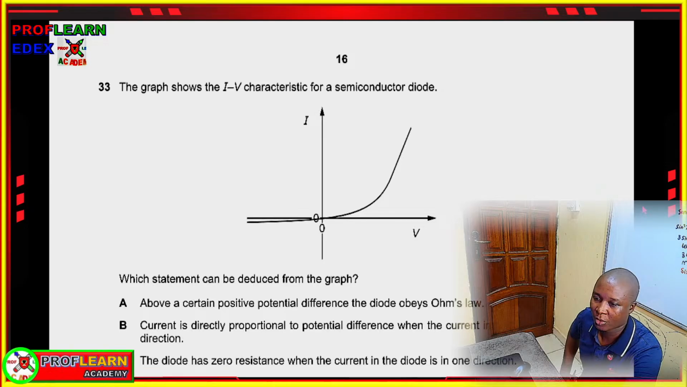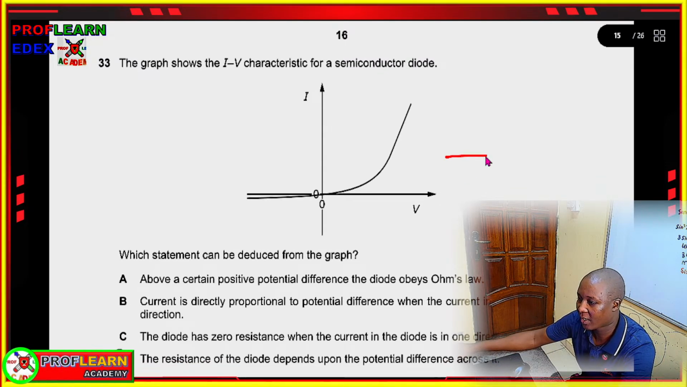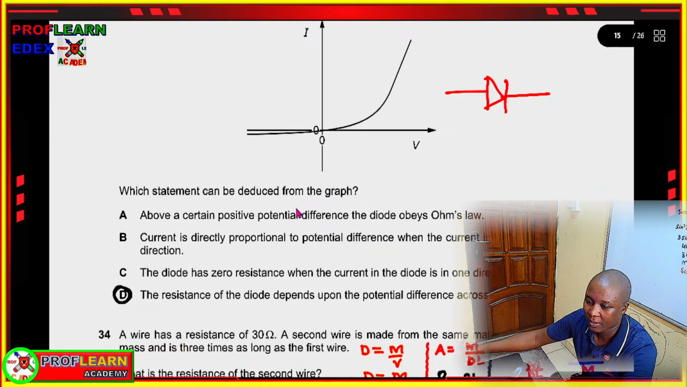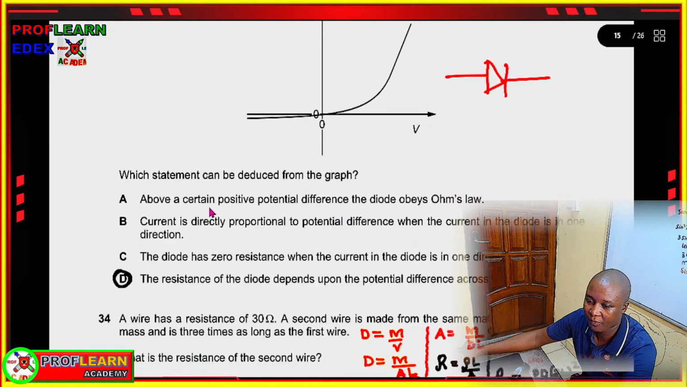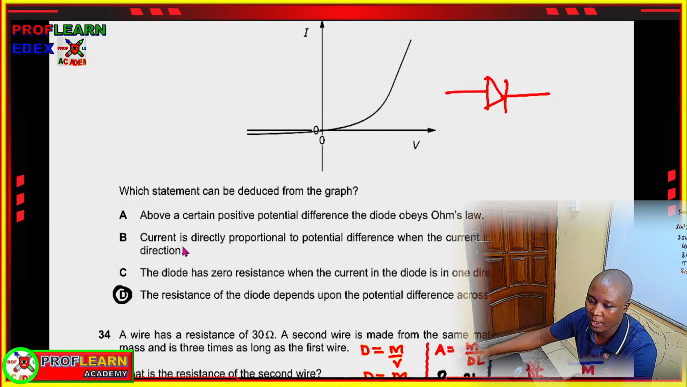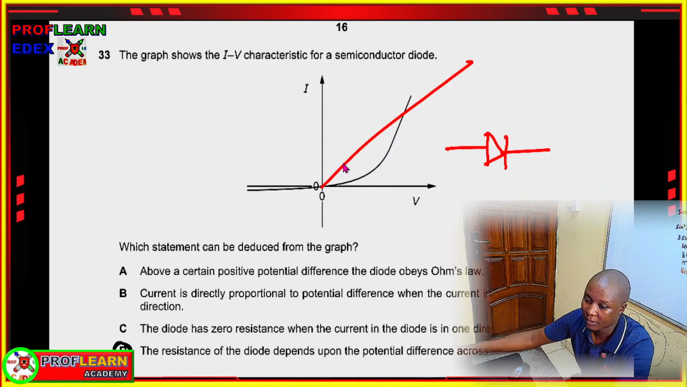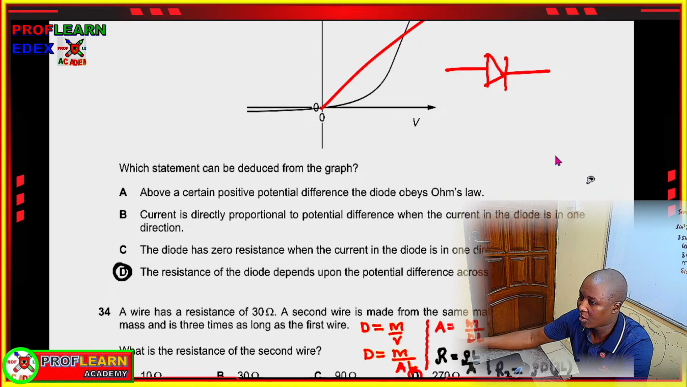The graph shows IV characteristics of a semiconductor diode, and the diode is a device that allows current to flow only in one direction. That is how the graph will look. Which statement can be deduced from the graph? Above a certain positive value, the diode obeys Ohm's law. No, Ohm's law is obeyed when we have a continuous straight line, and current is directly proportional to the potential difference. That line would have been straight, directly proportional, and that is not the case. Then we also need to read the third one.